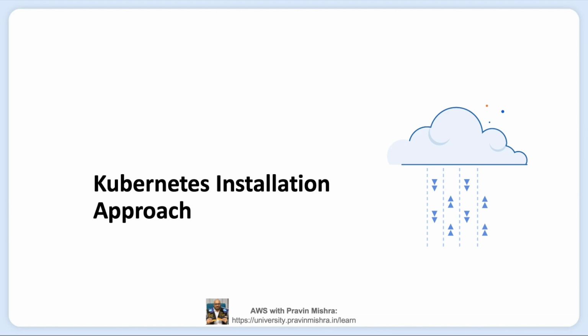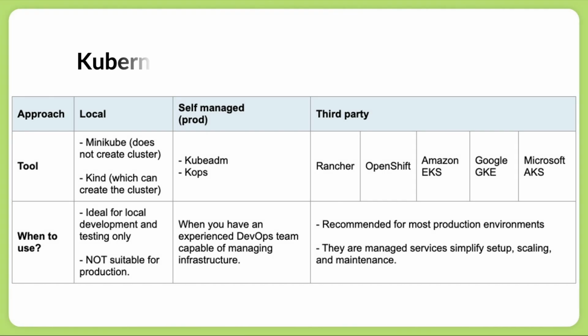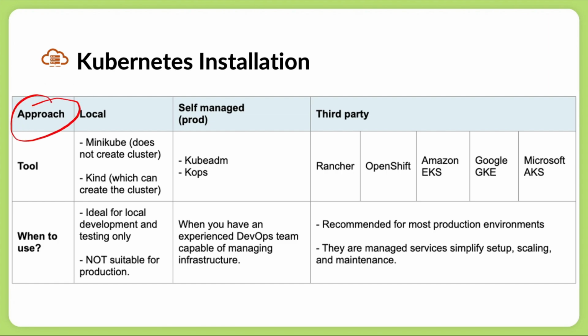So this Kubernetes installation approach is important for you. Because of that, I have created this session. Let's understand what the different ways are that we can install Kubernetes and use it for different purposes. Here you see we have three approaches. One is local installation, then self-managed production installation, then third party. Knowing all three is important for you. Let's start with the local installation.